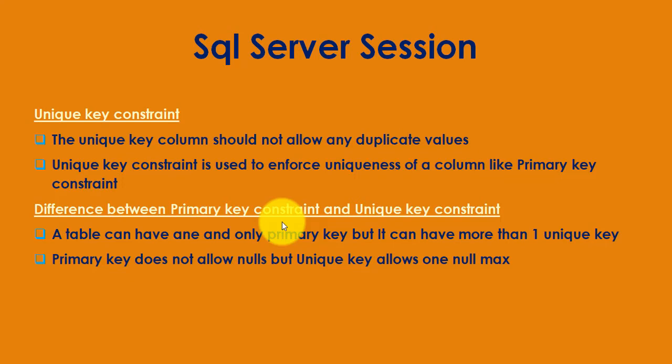What are the differences between the primary key constraint and the unique key constraint? A table can have one and only one primary key, but it can have more than one unique key. The primary key does not allow nulls, but a unique key allows one null at most.